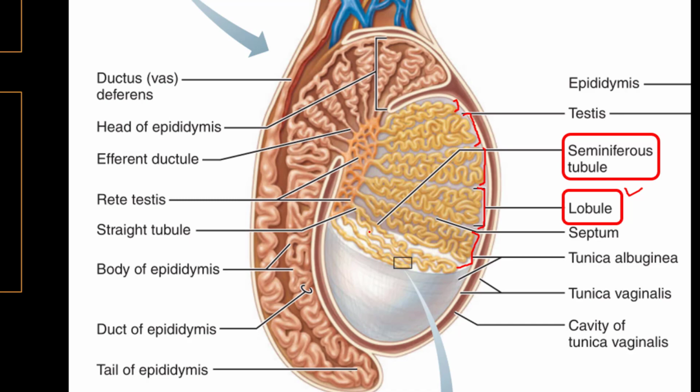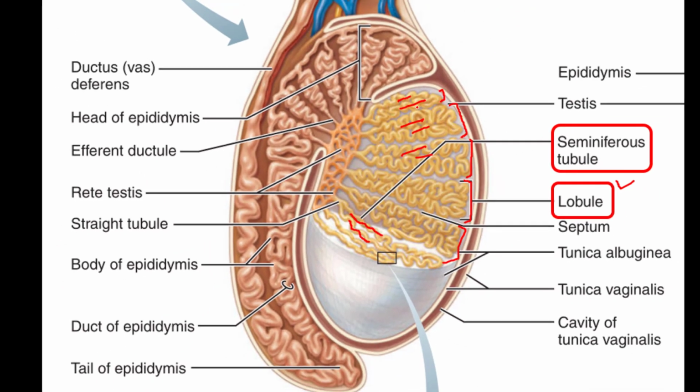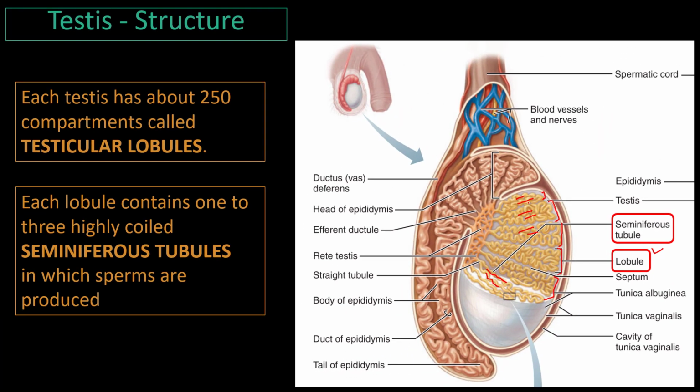To understand, see, these are the coiled structures. Around 1 to 3. Here you can see around 2 in each of these structures. See here 2, here also 2, here also 2. So there are around 1 to 3 highly coiled structures, and that is called the seminiferous tubule, and they are present in each of these compartment-like structures called the testicular lobule.